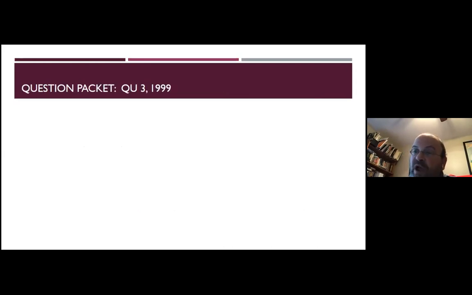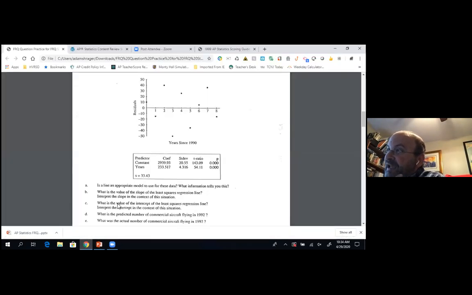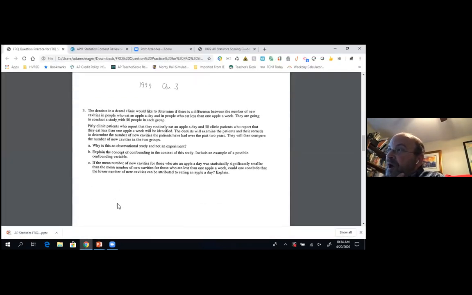Okay, so let's now jump back to our question packet, and I will take a second and look at this question with you. And we have a slightly harder Zoom poll coming up, so get ready. A dentist in a dental clinic would like to determine if there is a difference between the number of new cavities in people who eat an apple a day and in people who eat less than one apple a week. By the way, this one is also from the 1999 exam, so quite old.